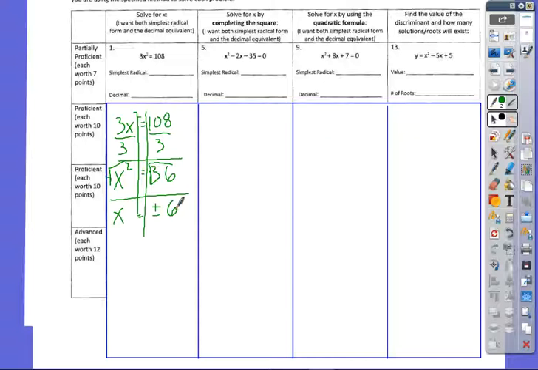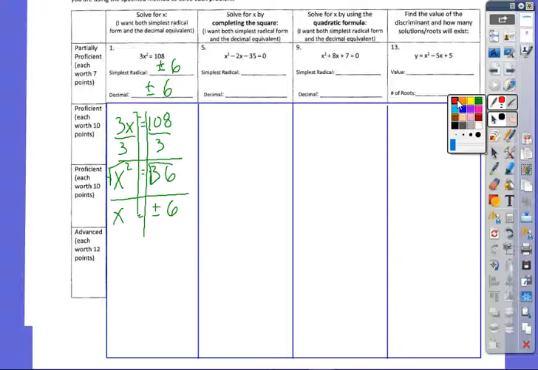Negative 6 times negative 6 will equal 36, as does 6 times 6. So you do have to include both answers. So in this case, I do not have a simplest radical form. I'll just have plus or minus 6, which I can put on both. I see by your faces, some of you have forgotten the plus or minus part.